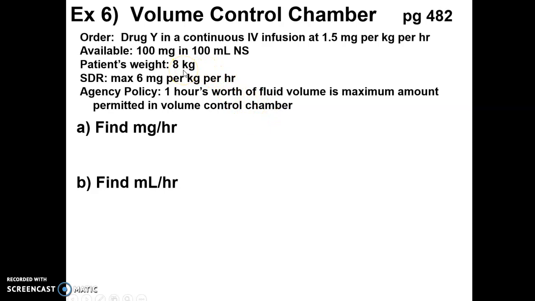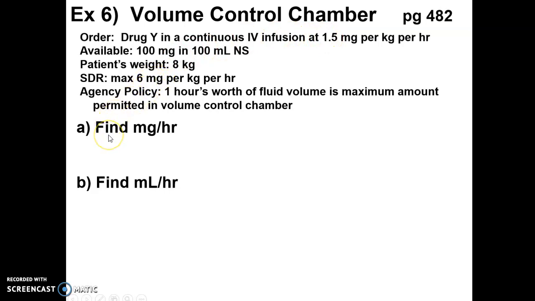So typically, like I said, we always check that safe dosage range first. We said at a maximum we can give 6 milligram per kilogram per hour. Our order was for 1.5 milligram per kilogram per hour. So I think we're okay there, right? I mean, 1.5 is smaller than this maximum of 6. So we're good to go there.